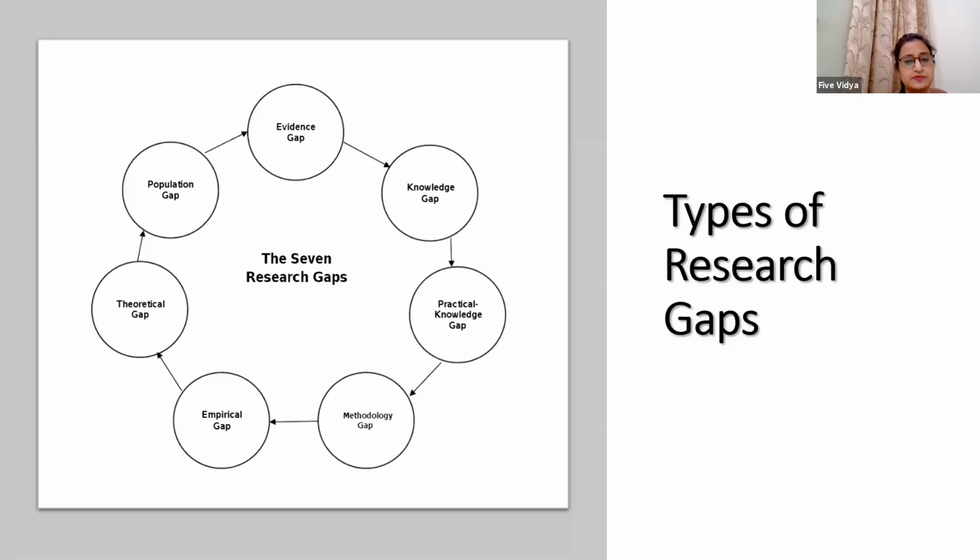Empirical gap is, like Wrinkle said, if a research has a theoretical concept, but the empirical, practical part is not done, that becomes your empirical gap. It could be vice versa. If an empirical study is already there, but there are no relevant theories, you can have a theoretical gap there and you can conduct a new research.